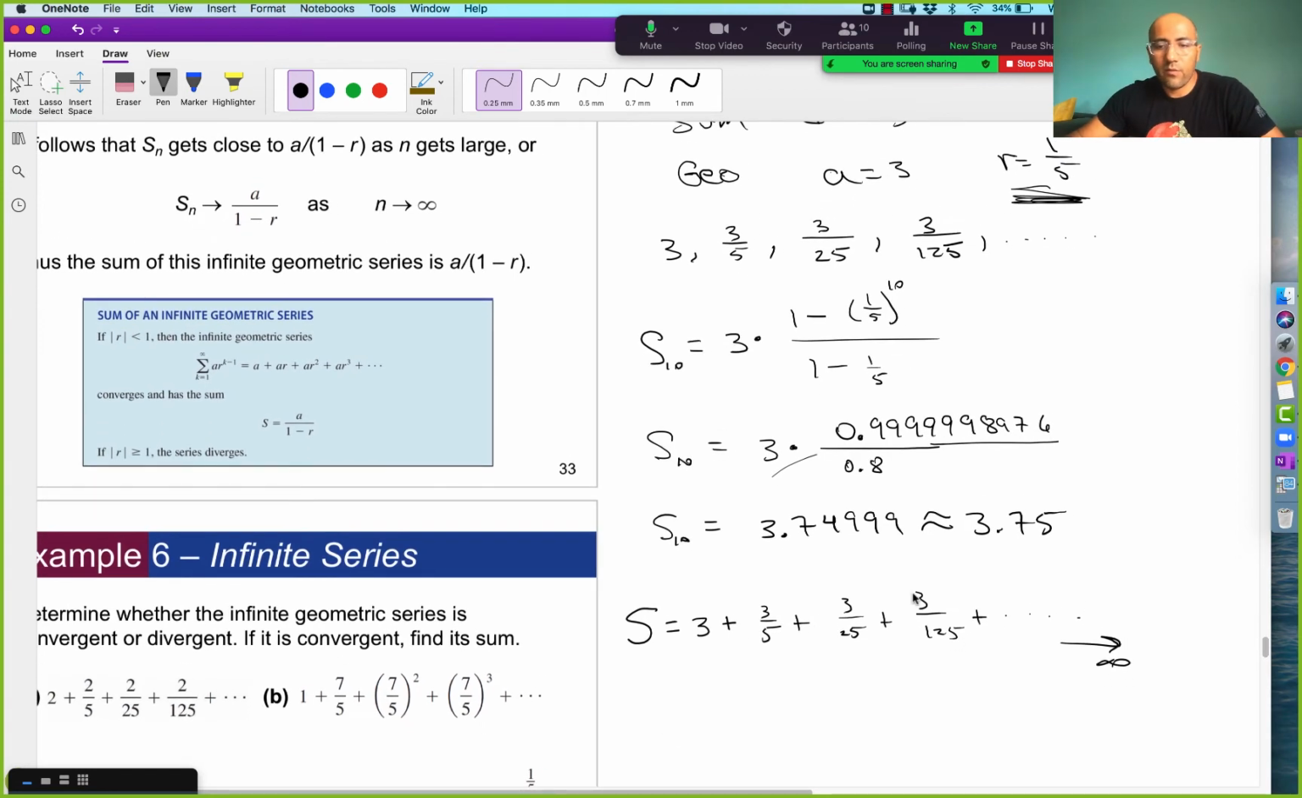Okay, so now if I want to find this infinite sum S, the formula is just a over 1 minus r. A in our case was 3, divided by 1 minus r, which was 1/5. This is going to be 3 divided by 0.8. And 3 divided by 0.8 gets you to 3.75.